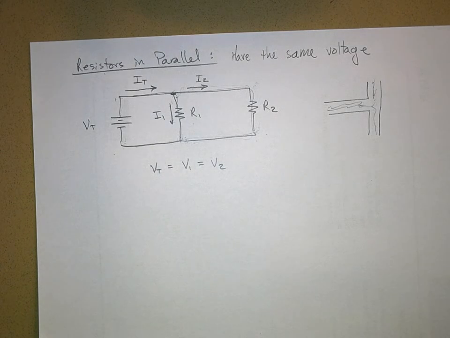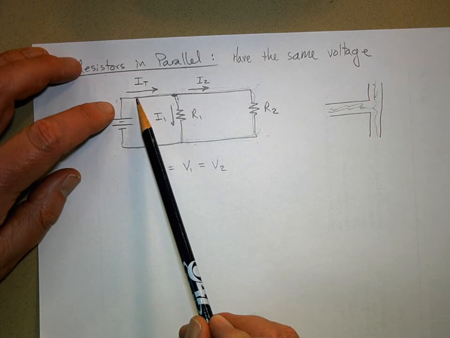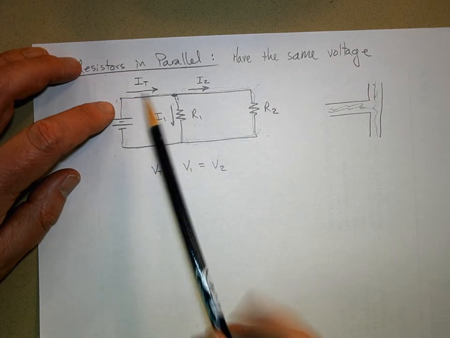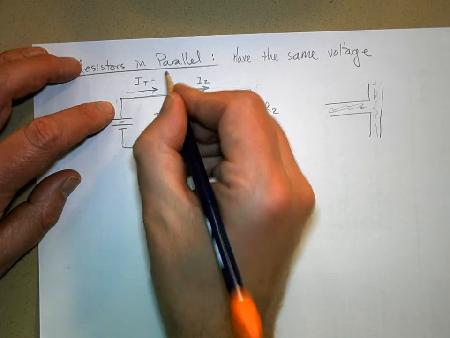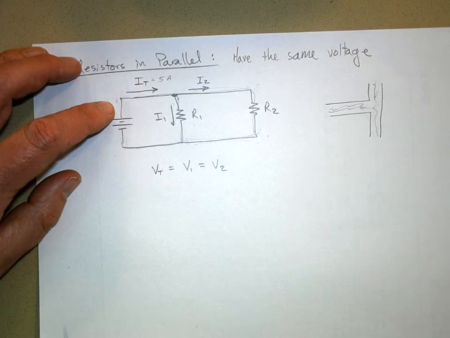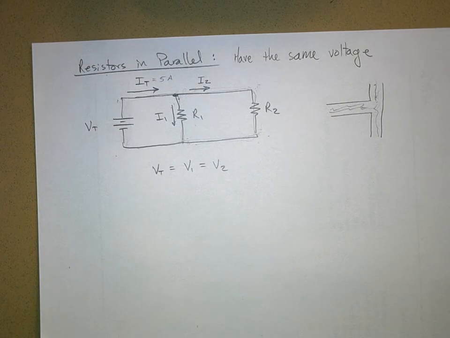Any ideas? Well, let's say I have 5 amps going through here. Let's say IT, or the total current, is equal to 5 amps. Now that's 5 coulombs of charge moving through the wire every second.